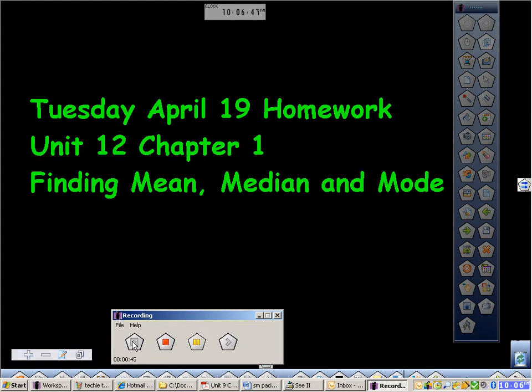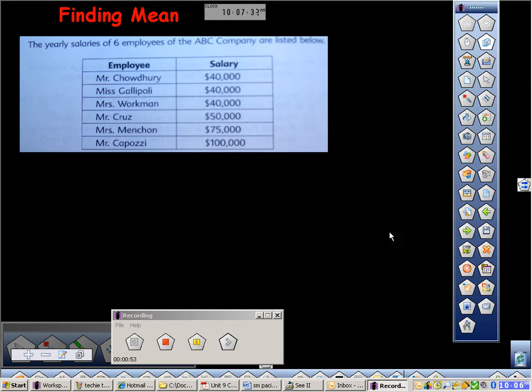You should have them in a binder, and you should have them dated every day. That's why I put the date on here. So let's just jump right in. First, we're going to talk about mean.